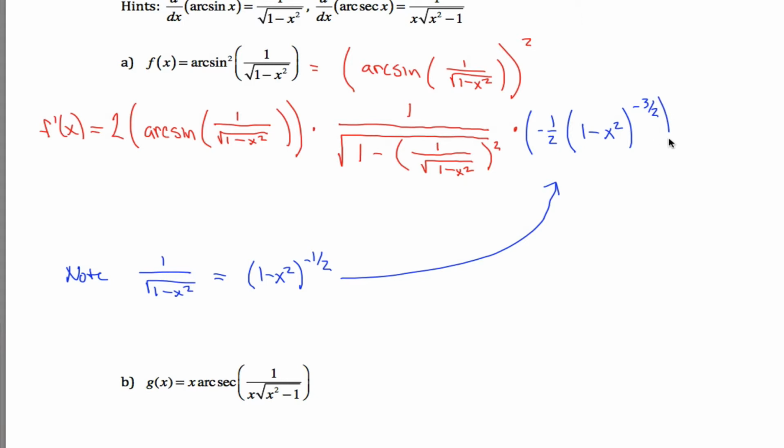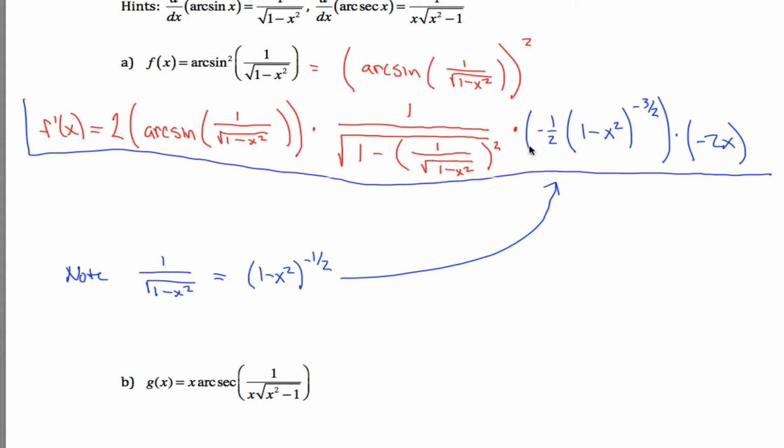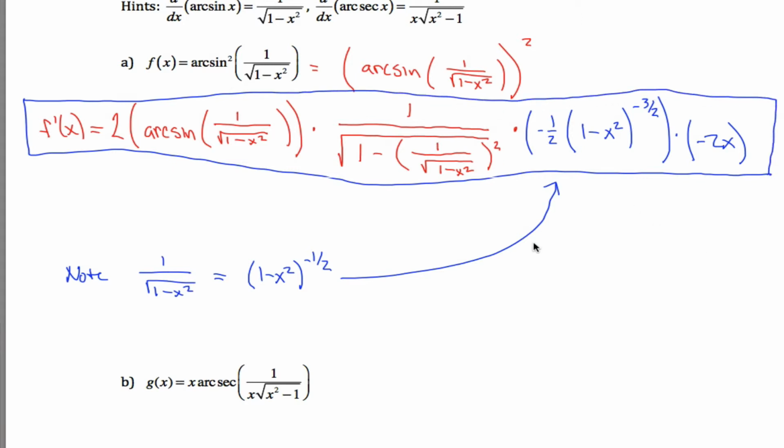Now I'm still not quite done. I have to multiply that by the derivative of the inside function being 1 minus x squared. The derivative of 1 minus x squared is negative 2x. What I get for my final answer is this thing, which you can absolutely simplify if that'll make you happy, or you can leave it just like this if you don't feel like simplifying. I don't feel like simplifying, I'm going to leave it just like this.